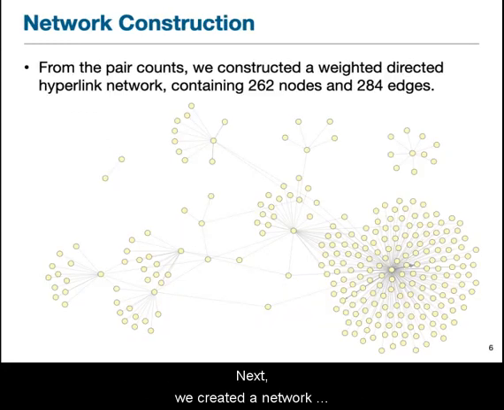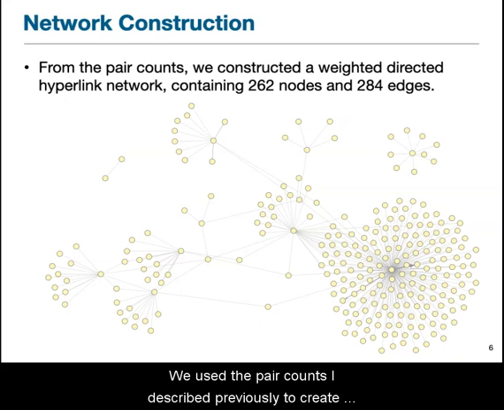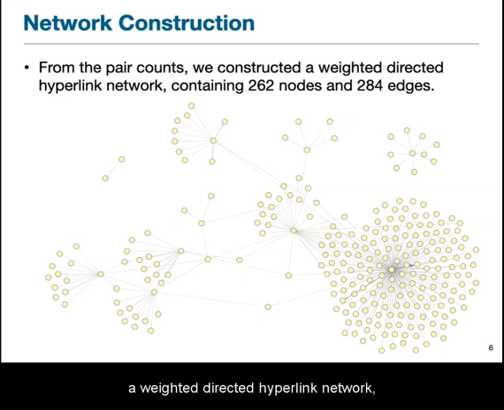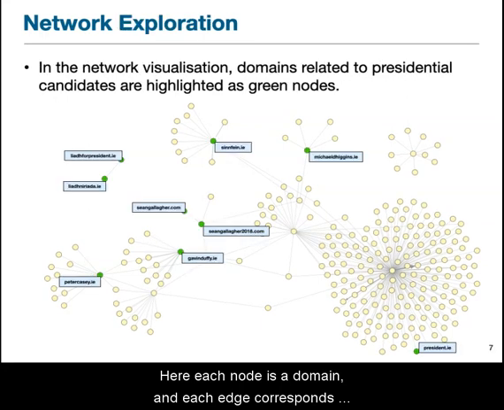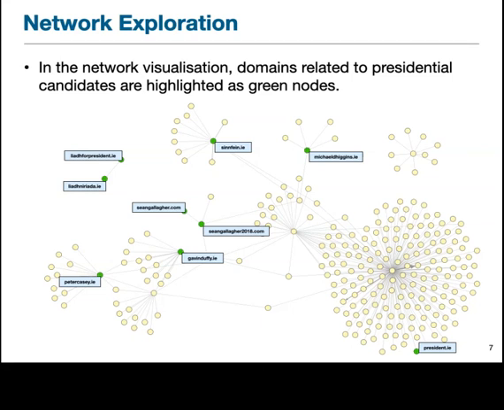Next, we created a network representation for our web archive. We used the pair counts I described previously to create a weighted directed hyperlink network similar to the simple one I showed earlier. Our new network contained 262 nodes and 284 edges. Here, each node is a domain, and each edge corresponds to a source target domain pair, with a weight corresponding to the frequency for that pair.